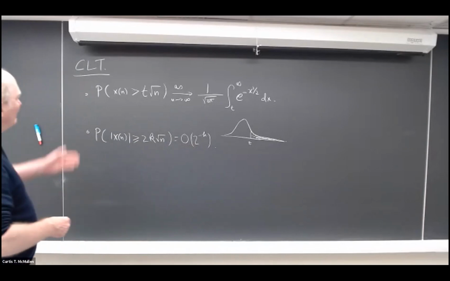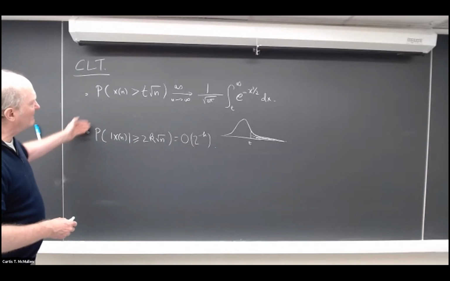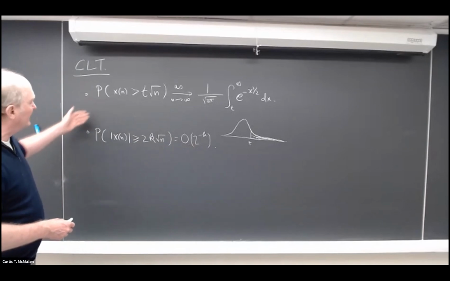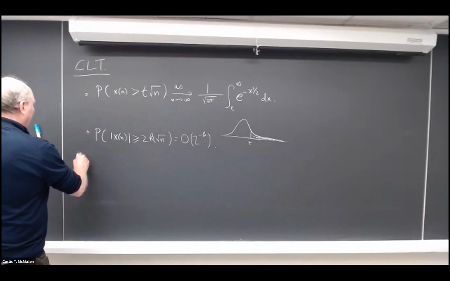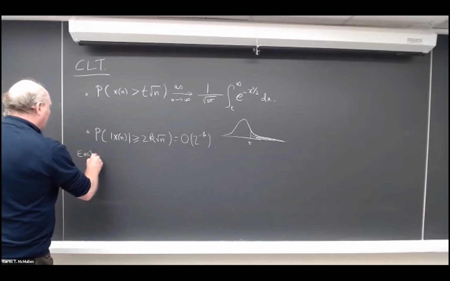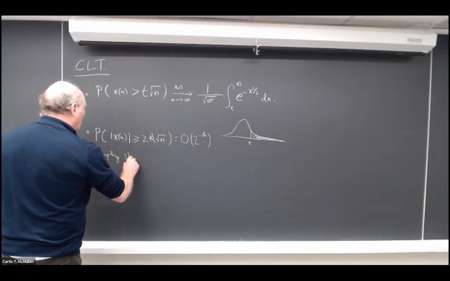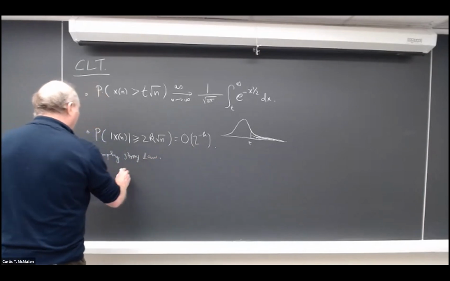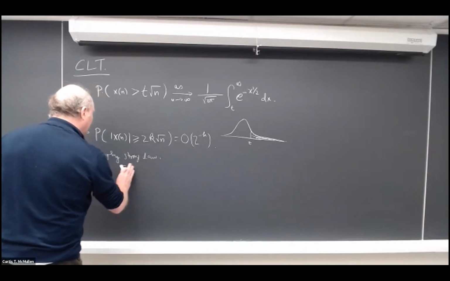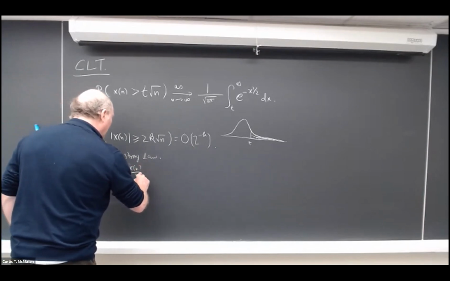I'm going to make a remark about our proof of this and how it comes very close to actually proving this. But one thing I want to point out about both of these is they easily imply what's sometimes called the strong law of large numbers, which is that x of n over n tends to 0.